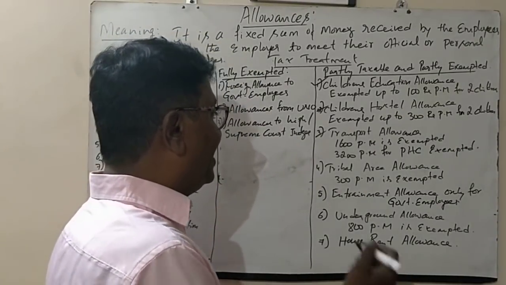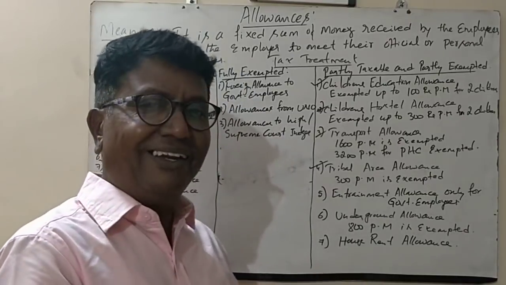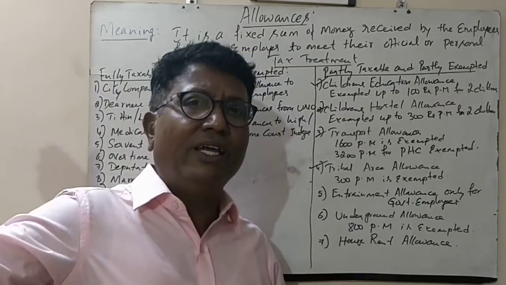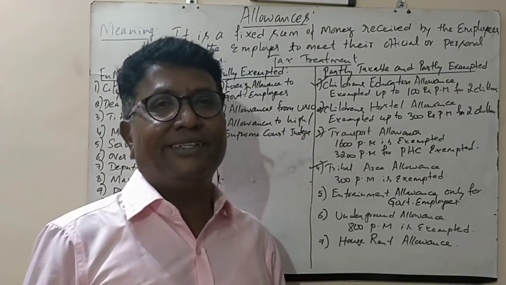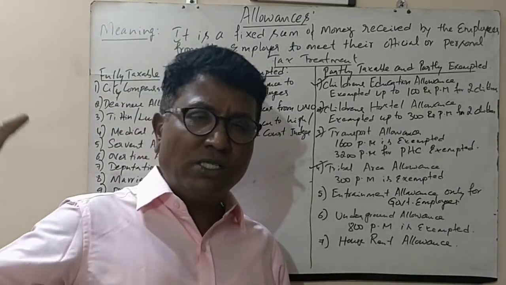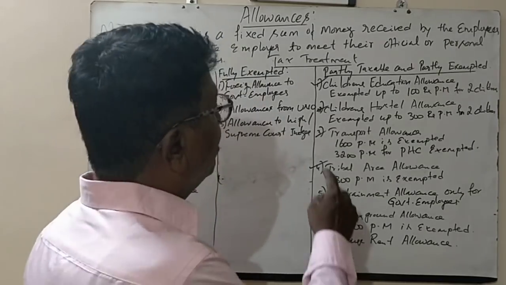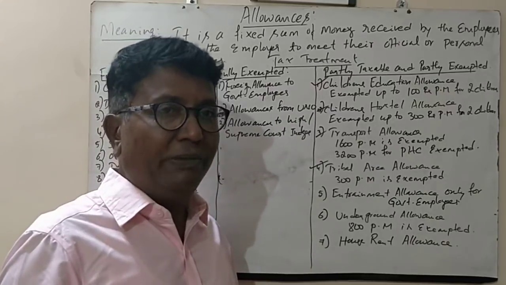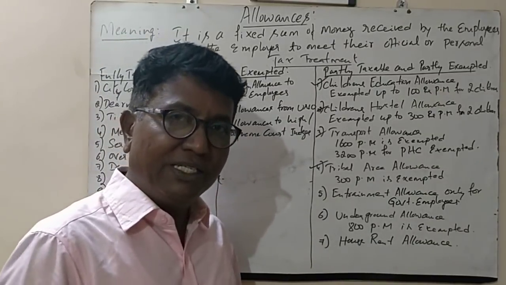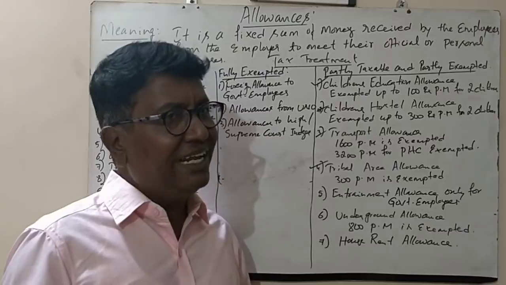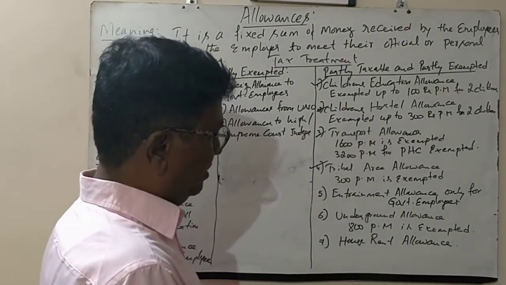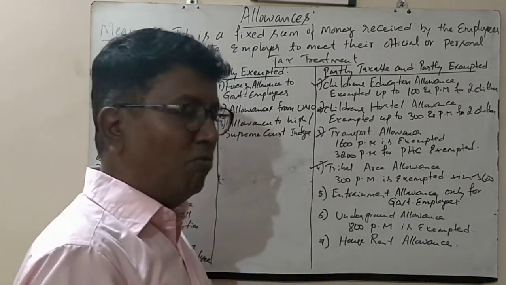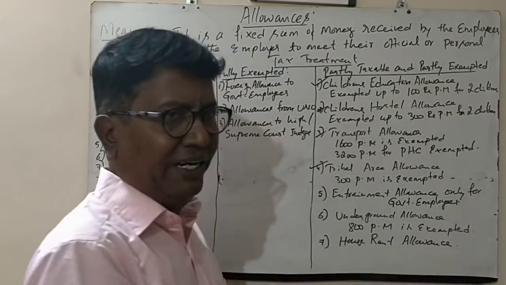ನೆಕ್ಸ್ಟ್ ಟ್ರೈಬಲ್ ಏರಿಯಾ ಅಲೋಯೆನ್ಸ್. ಟ್ರೈಬಲ್ ಅಂದ್ರೆ ಏನು? ಇಫ್ ಯು ಆರ್ ವರ್ಕಿಂಗ್ ಇನ್ ಎ ಟ್ರೈಬಲ್ ಏರಿಯಾ, ಟ್ರೈಬಲ್ ಏರಿಯಾ ಮೀನ್ಸ್ ಔಟ್ಸ್ಕರ್ಟ್ಸ್ ಆಫ್ ದ ಸಿಟಿ, ಔಟ್ಸ್ಕರ್ಟ್ಸ್ ಆಫ್ ದ ಟೌನ್, ಔಟ್ಸ್ಕರ್ಟ್ಸ್ ಆಫ್ ದ ವಿಲೇಜ್, ಅಂತದನ್ನ ನಾವು ಟ್ರೈಬಲ್ ಏರಿಯಾ ಅಂತ ಹೇಳ್ತೀವಿ. 300 ರುಪೀಸ್ ಪರ್ ಮಂತ್ ವರೆಗೂ ನಿಮ್ಗೆ ಎಕ್ಸೆಂಪ್ಷನ್ ಆಗುತ್ತೆ. ಇಫ್ ಯುವರ್ ಕಂಪನಿ ಇಸ್ ಗಿವಿಂಗ್ ಮೋರ್ ದ್ಯಾನ್ 300, ದೆನ್ ಇಟ್ ಈಸ್ ಟ್ಯಾಕ್ಸಬಲ್. ಅಂದ್ರೆ 300 ಇಂಟು 12 ಎಷ್ಟಾಗುತ್ತೆ? 3,600 ಆಗುತ್ತೆ. ಮೋರ್ ದ್ಯಾನ್ 3,600 ಈಸ್ ಫುಲ್ಲಿ ಟ್ಯಾಕ್ಸಬಲ್ ಆಗುತ್ತೆ.